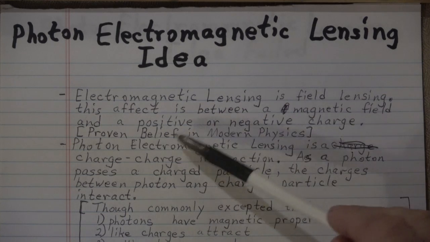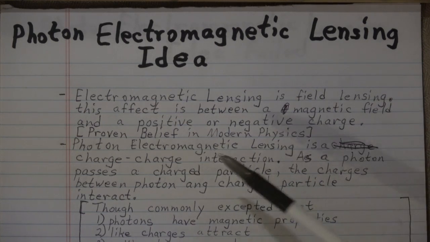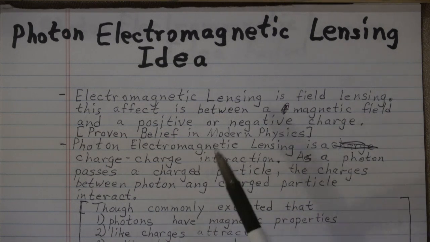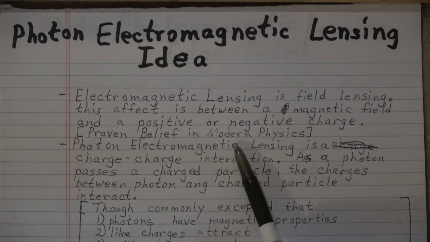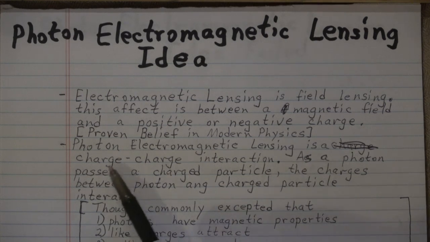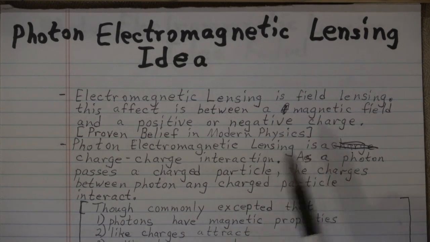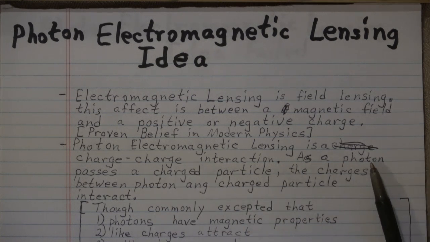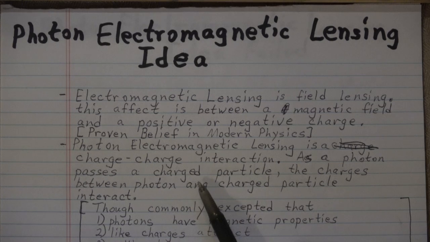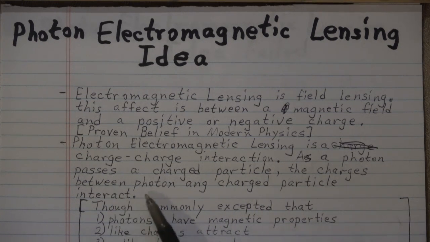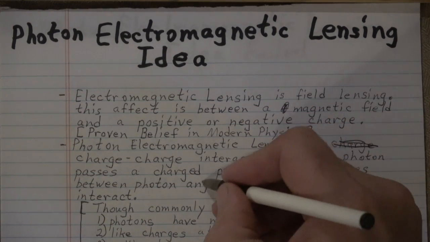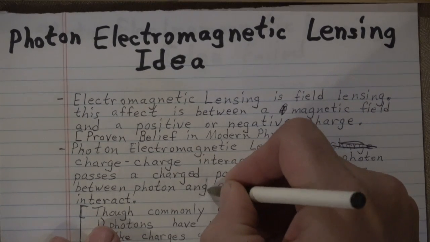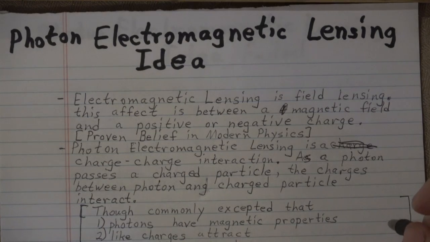So electromagnetic lensing is field lensing. This effect is between magnetic fields and the positive and negative charges. Proven belief in modern physics. Photon electromagnetic lensing is a charge interaction. As a photon passes a charged particle, the charges between photon and charged particles interact. Oh good grief, no, I have not spell checked any of my work really.